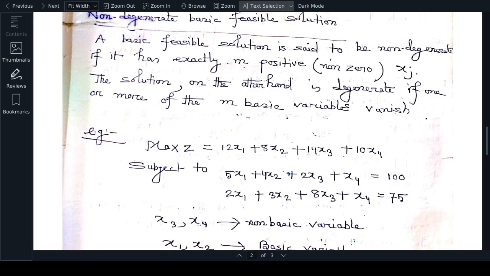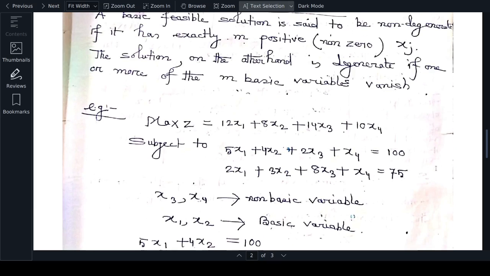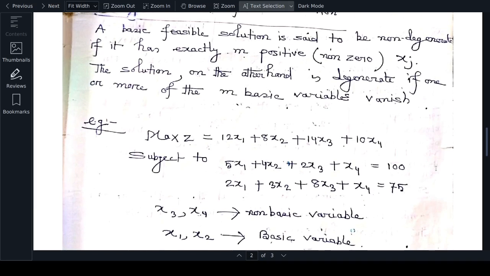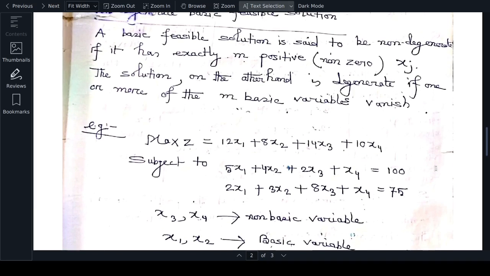Okay. So you see, for degenerate and non-degenerate, the first condition is this should be a basic feasible solution. So basic feasible solution means what? Non-negative value. Non-negative value means what? This may be greater than or equal to 0. Next, you identify if any value is equal to 0, then this is degenerate, and if all values are strictly greater than 0, then this is non-degenerate.